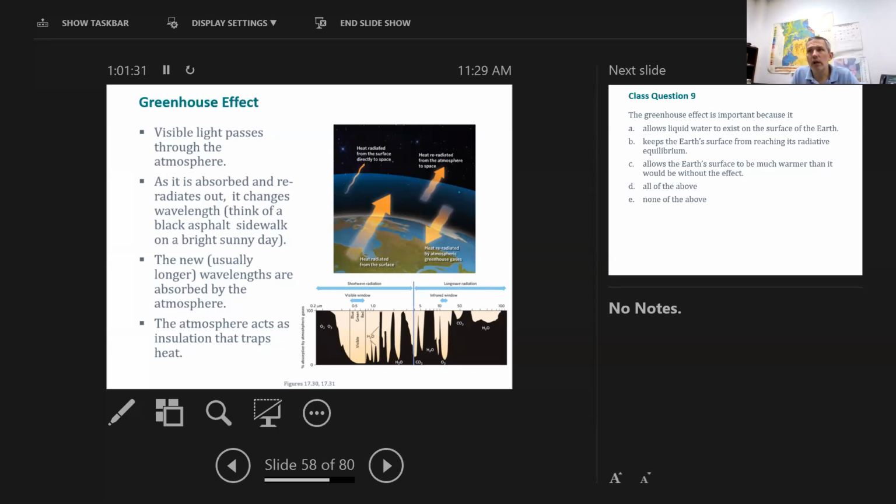And so these newly longer wavelengths are going to be absorbed into the atmosphere, and so sunlight can pass through different gases.